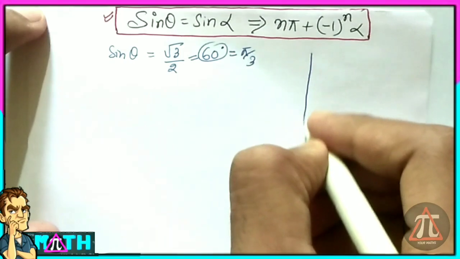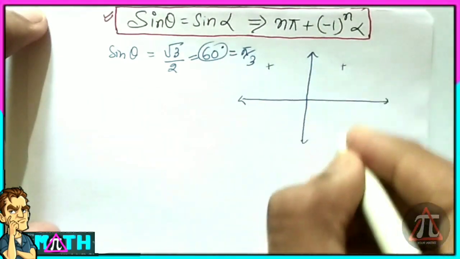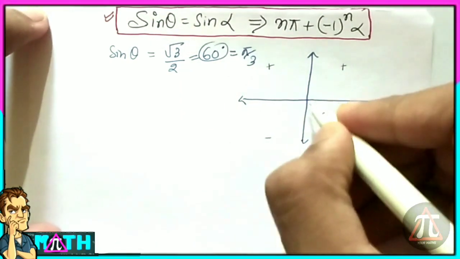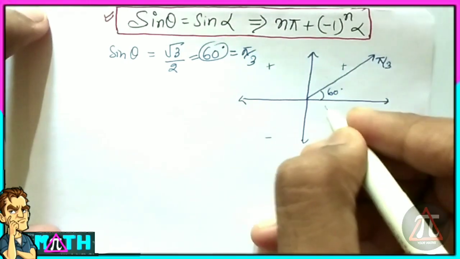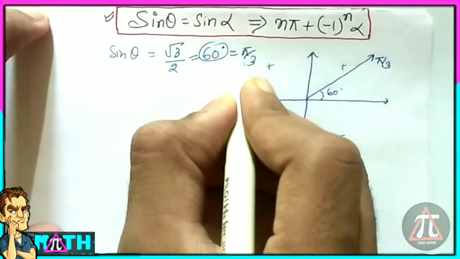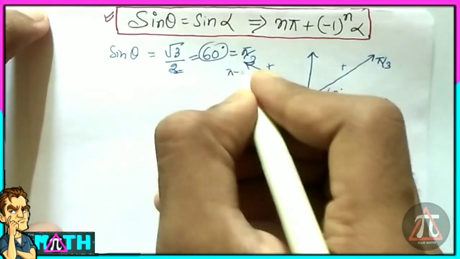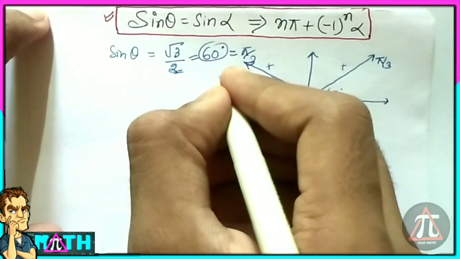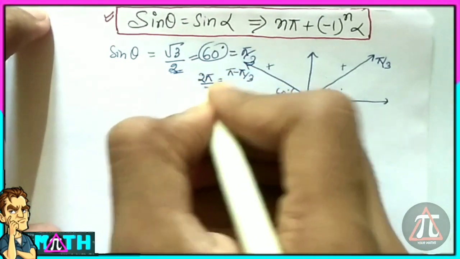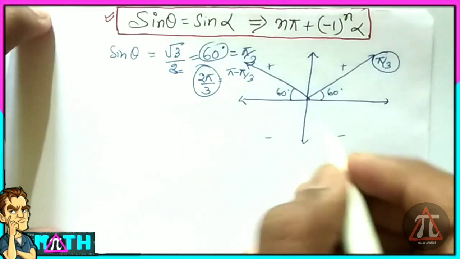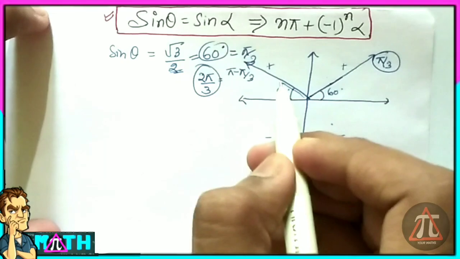Now let's draw the quadrants to find all the principal solutions of sine theta which give the same result as sine alpha gives us. So in the first quadrant, sine theta is pi by 3 and it gives the same result, plus root 3 by 2, and in the second quadrant sine theta gives the same value, root 3 by 2, at pi minus pi by 3, which we can write as 2 pi by 3. So those are all the principal angles of sine theta which give the same result as sine alpha gives us, that's root 3 by 2.